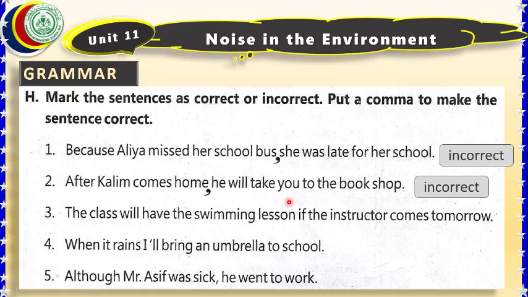Look at number 3. The class will have the swimming lesson. This is independent clause. No comma will be there. There is no comma. This means this is correct sentence. Look at number 4.